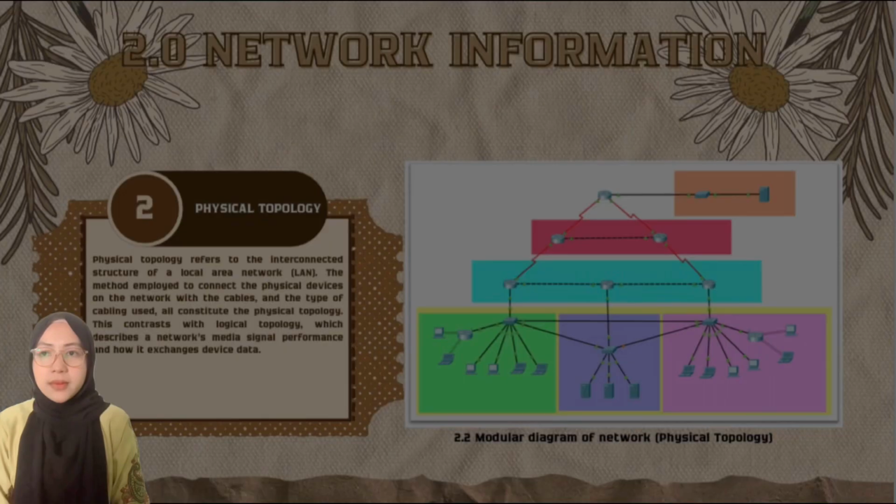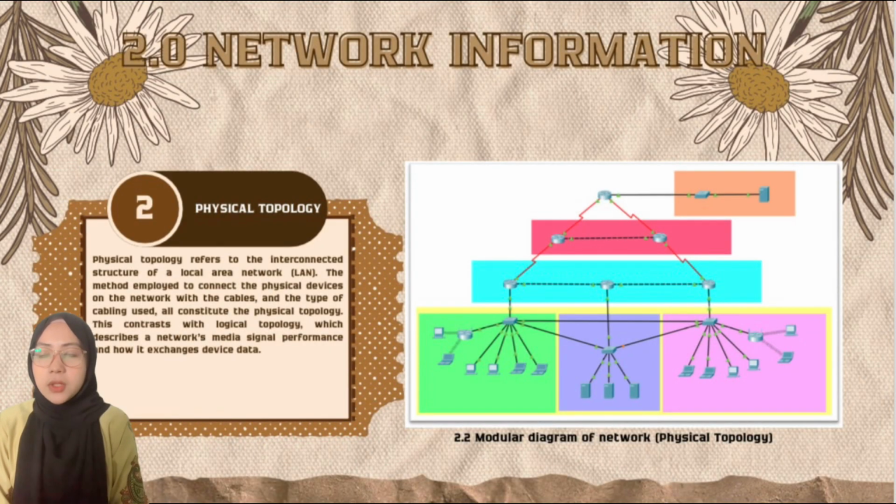the network. Physical topology refers to the interconnected structure of a local area network, the method employed to connect the physical devices on the network with the cables and type of cabling used constitute the physical topology. This contrasts with logical topology, which describes a network's media signal performance and how it exchanges device data.